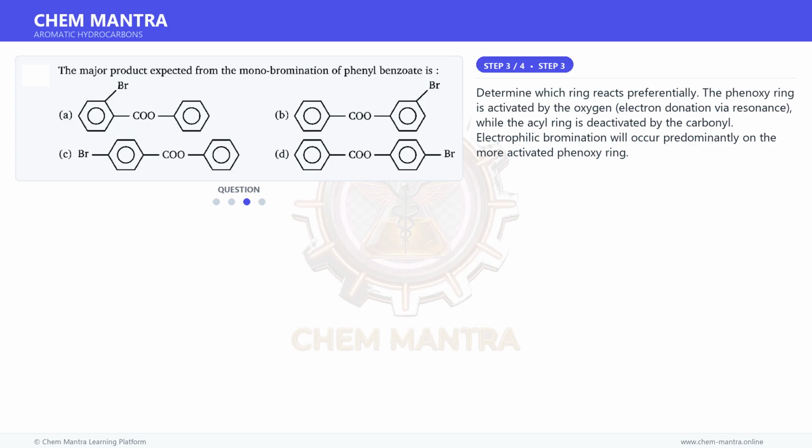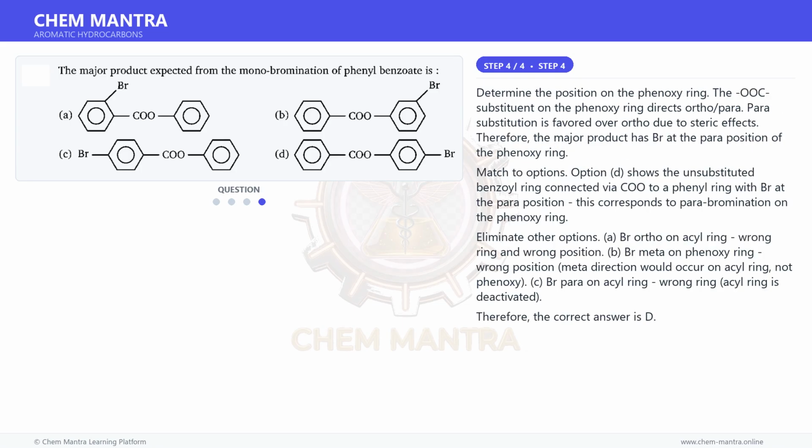Determine which ring reacts preferentially. The phenoxy ring is activated by the oxygen, electron donation via resonance, while the acyl ring is deactivated by the carbonyl. Electrophilic bromination will occur predominantly on the more activated phenoxy ring. And for the final step, determine the position on the phenoxy ring.